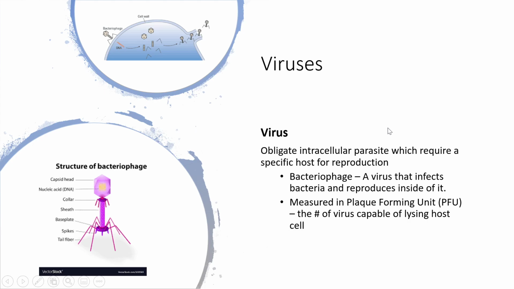And the way that we're going to measure these is that they are going to be plaque-forming units, PFU. So this is the number of viruses capable of lysing host cells. So lysing means to burst. So here they burst out of the cells in some cases. So this is just the number of viruses capable of lysing host cells. Okay, so it's kind of like counting the number of viable cells in a media.